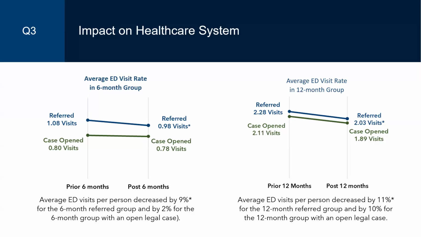And then we also looked at changes over time, both among the group of participants we know were referred to receive legal services, as well as those that we could link back to their medical record that we know had a case opened. So on average, ED visits per person decreased 9% over time for those people who were referred in the 6 months before and 6 months after. And that reduction was 2% for those who had a legal case open. When we think about it in the 12-month ED visits, we saw a reduction of 11% among those who were referred, and a reduction of 10% in ED visits among those who had a case open. We can go to the next slide.